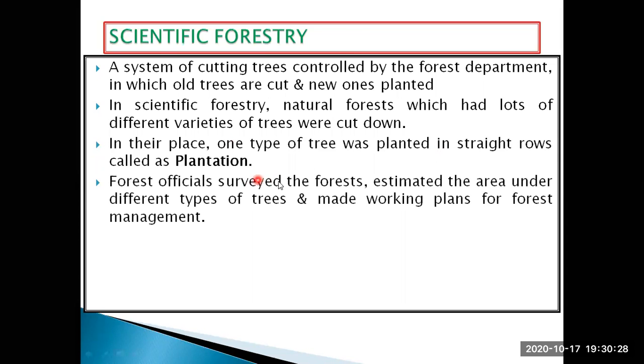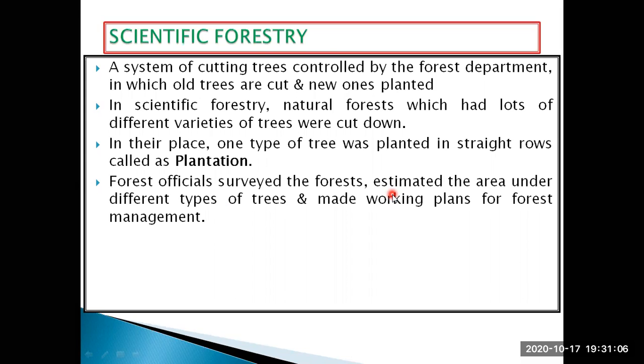Forest officials used to survey the forest under scientific forestry. They would estimate the area under different types of trees, and they would make working plans for forest management. So after the survey, they had to prepare an estimate of the area that they wanted to clear, to cut down the trees from that particular area. Suppose a forest is of 100 kilometers, or maybe 50 kilometers. They can't start cutting those 50 kilometers of forest at once.